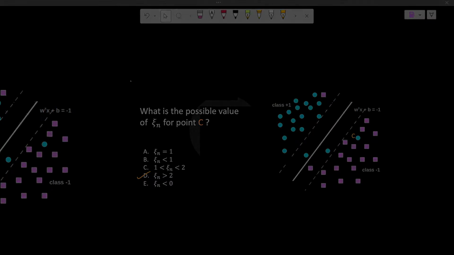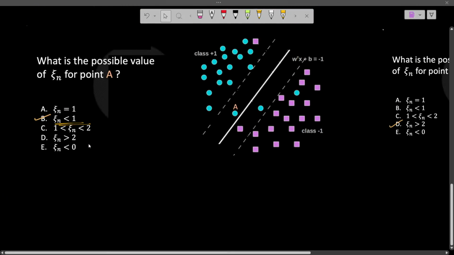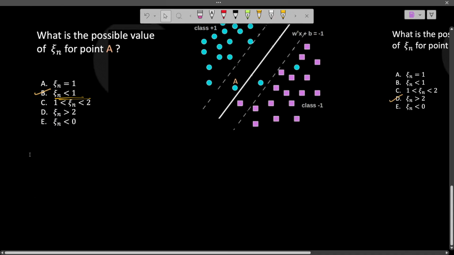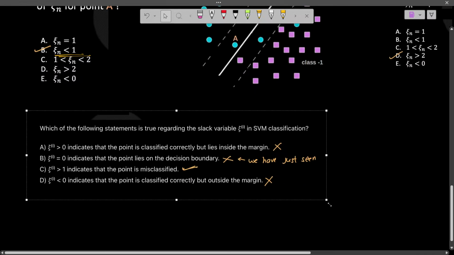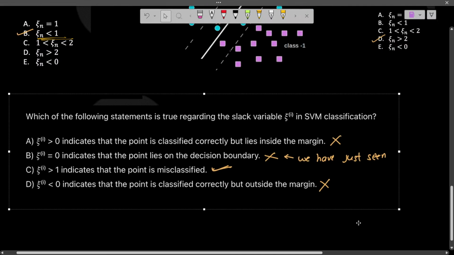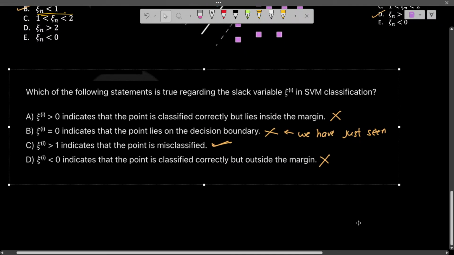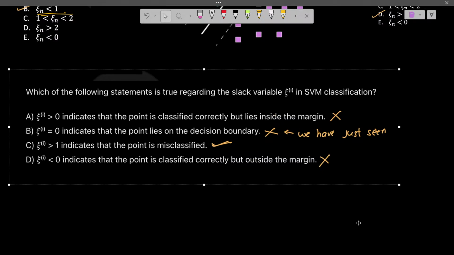Okay, let's see this one. Okay, this question is kind of tricky. I might need to use some help, but let's see. I can try. Which of the following statements is true regarding the slack variable in SVM? Even though the answer is there, I have to understand why C is the answer.